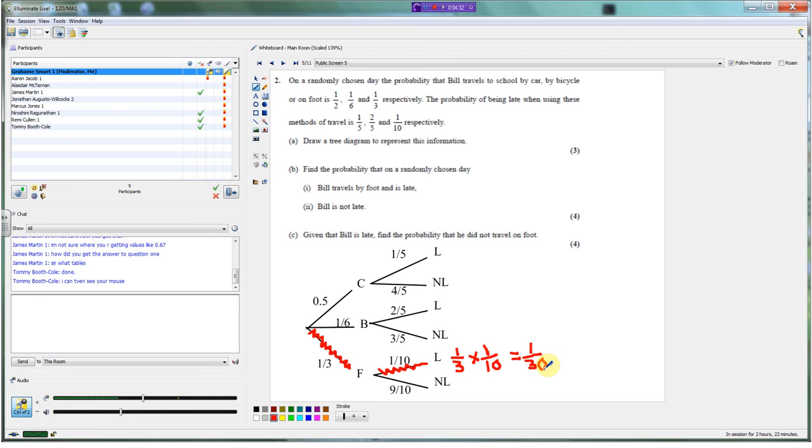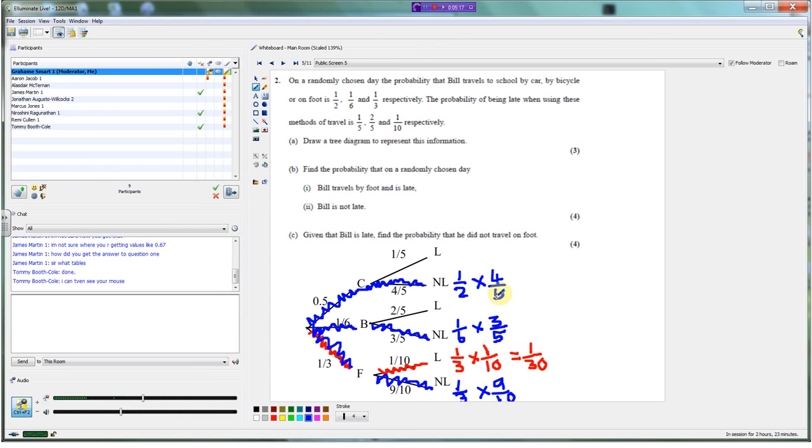And then it says Bill is not late. So I'm going to do these ones in blue. Well, Bill could travel by car and not be late along this branch, so that would be 1/2 times 4/5. But he could also travel by bicycle and not be late, so that would be 1/6 times 3/5. And he could also travel by foot and not be late, so that would be a third times 9 over 10.